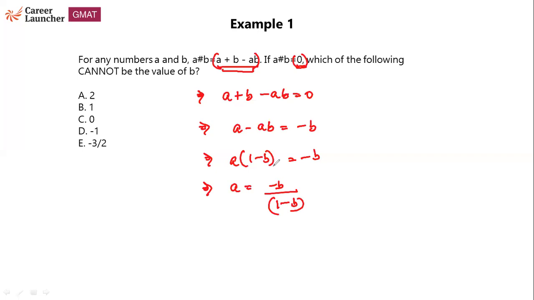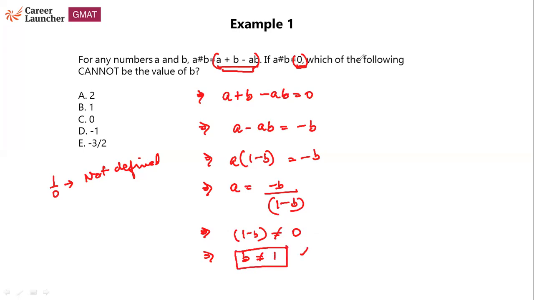Okay. Now, can we divide any number by 0? We cannot. Why? Because any number divided by 0 is not defined. Because the denominator can't be 0 anytime. Right? Division by 0 is not possible. That means this denominator can never be equal to 0 for this question. That means 1 minus b is not equal to 0. That means b cannot be equal to 1.